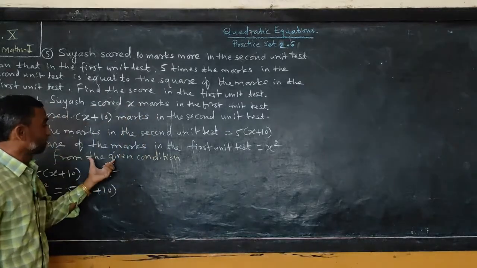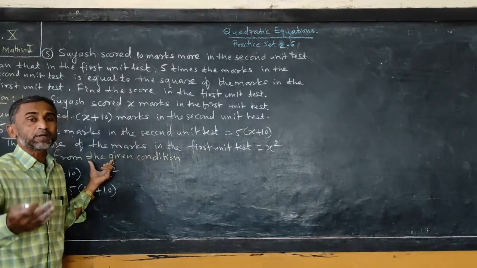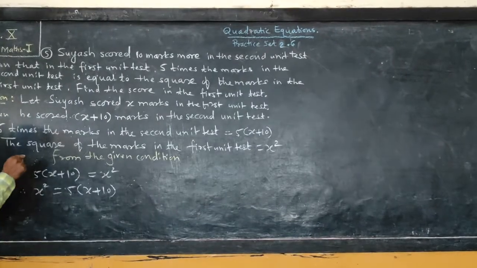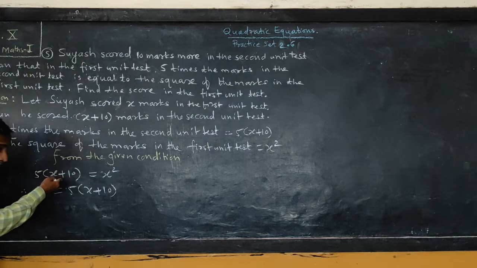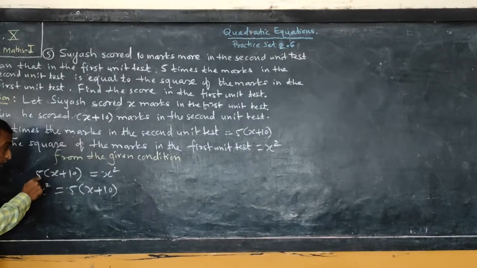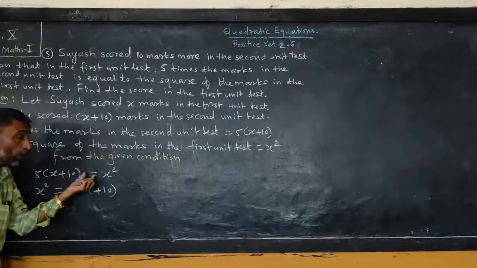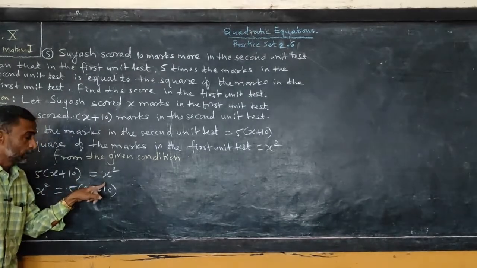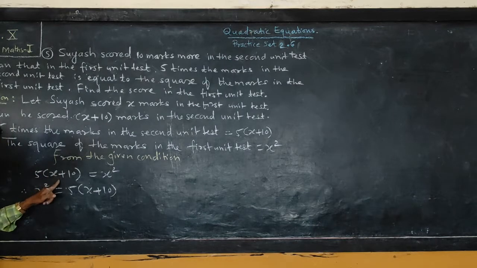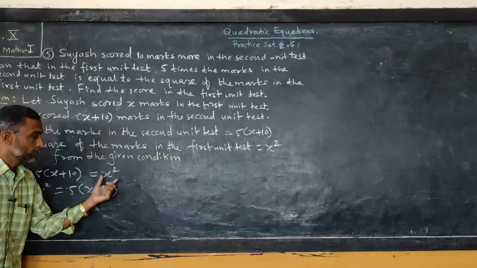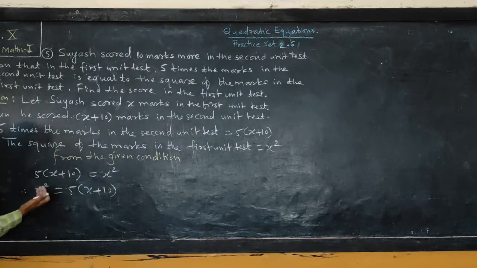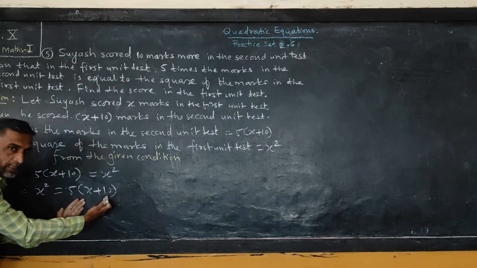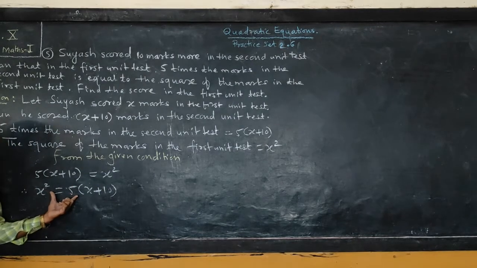Now, according to the given information in the example, form the quadratic equation. 5 times the marks in the second unit test, that is 5 into X plus 10, is equal to the square of the marks in the first unit test. So 5 into X plus 10 is equal to X square. I have written X square on the left hand side: X square is equal to 5 into X plus 10. Now this is the quadratic equation formed.